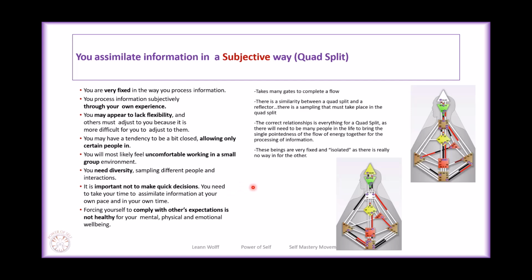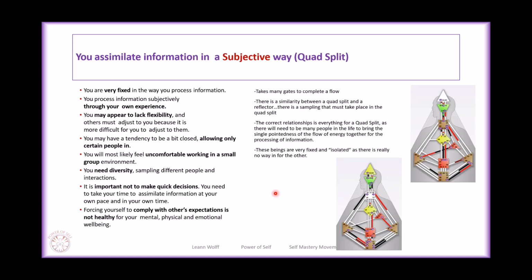You need diversity, sampling different people and interactions. And it is important to not make quick decisions. You need to take your time to assimilate the information at your own pace, and do not force yourself to comply with the expectations of anyone else, especially anyone else's timing. That is so important. So it takes many gates to complete this flow, and there is a similarity between quad split and the reflector. There is this sampling that must take place in the quad split as well as with our reflectors, and you guys will learn that as well.